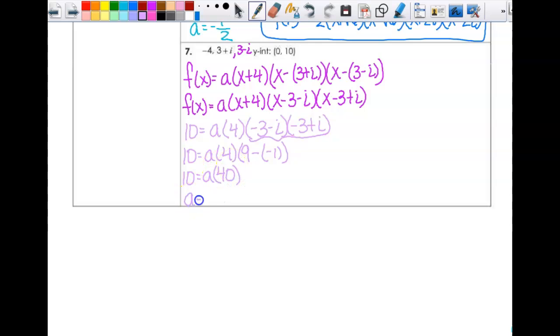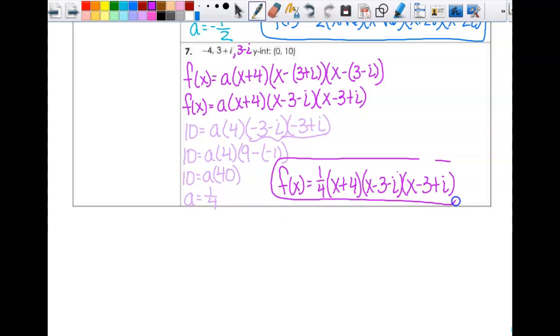So what does a equal? What does it equal? 1/4. 1/4. All right, so that means then that f of x equals 1/4 times x plus 4 times x minus 3 minus i times x minus 3 plus i. Okay. What questions do you have? Anything? We good? All right.